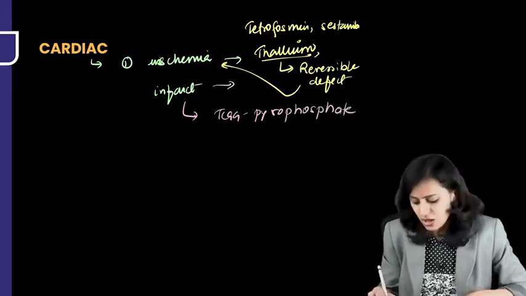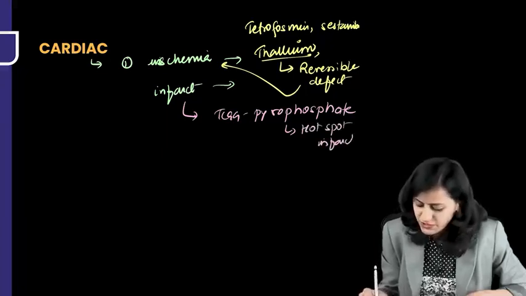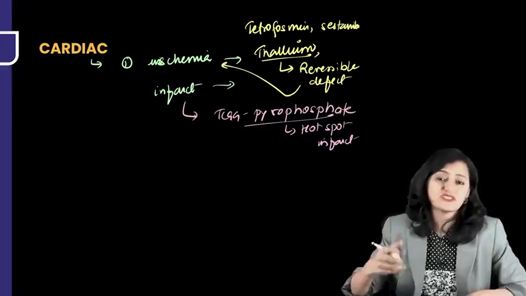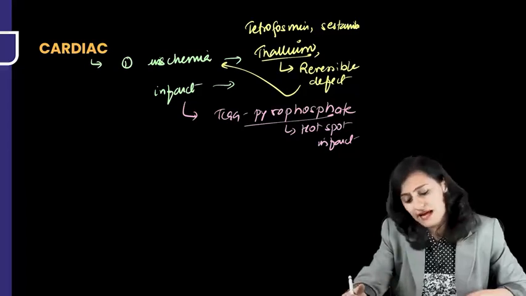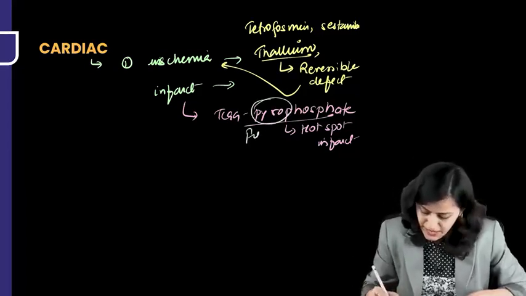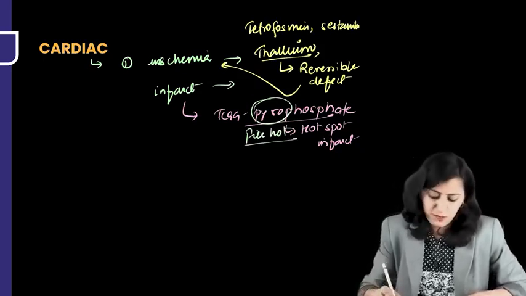Pyrophosphate scan, because infarct shows a hot spot on the pyrophosphate scan, because infarct is dead. So it accumulates the pyrophosphate. It is not able to metabolize that. So it shows a hot spot. So you can remember this as pyro is like pyre, which is fire, which is hot. So pyrophosphate gives a hot spot.